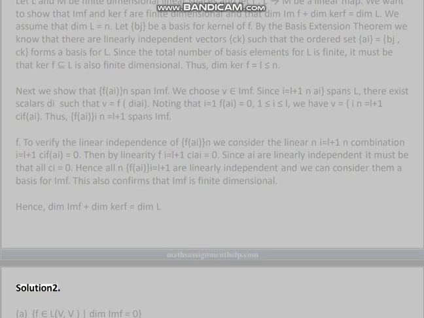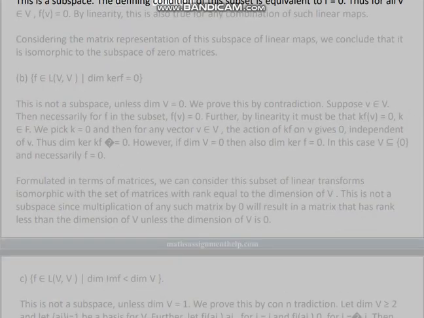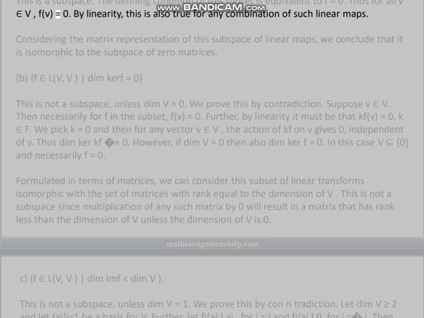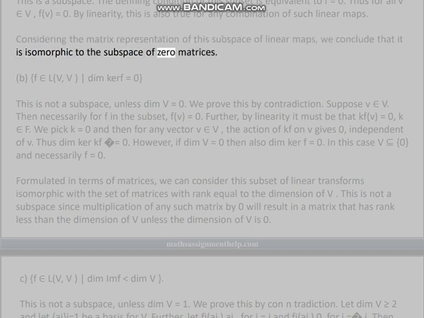Solution 2. A. F in L(V), dim Im F = 0. This is a subspace. The defining condition of this subset is equivalent to F = 0. Thus, for all v in V, F(v) = 0. By linearity, this is also true for any linear combination of such linear maps. Considering the matrix representation of this subspace of linear maps, we conclude that it is isomorphic to the subspace of zero matrices.